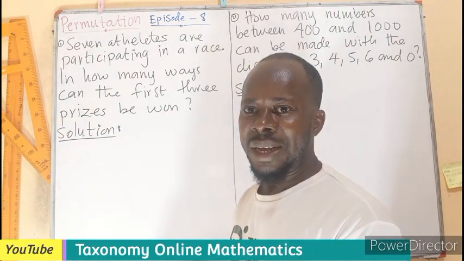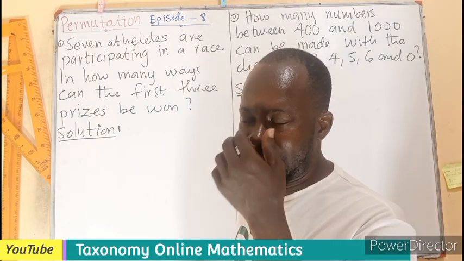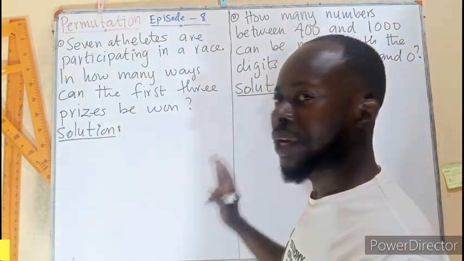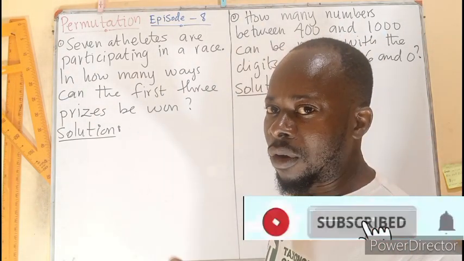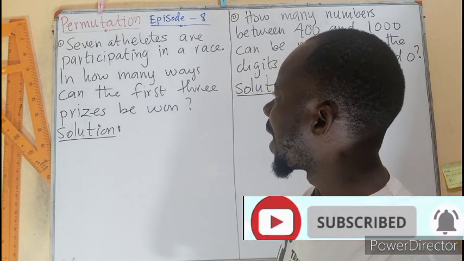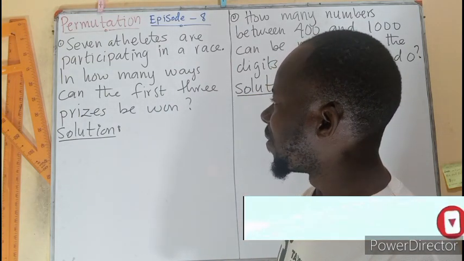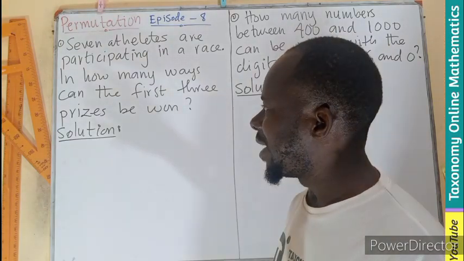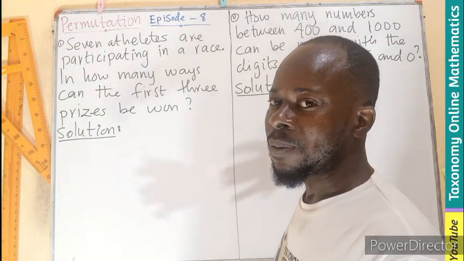Welcome back, viewers. Let's continue this episode number 8 of the tutorial on what? Permutation. We have two questions to solve based on the concept of permutation. 7 athletes are participating in a race. In how many ways can the first 3 prizes be won?